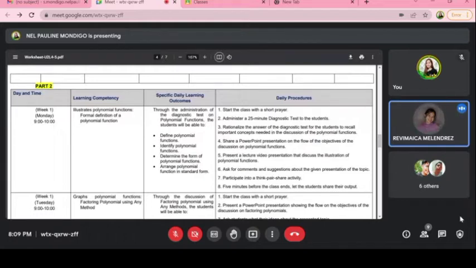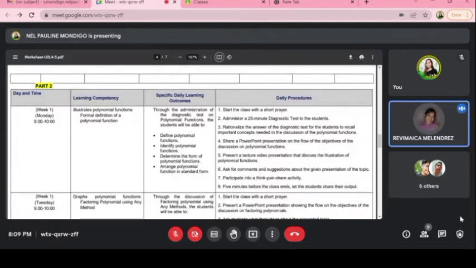The specific daily learning outcomes are, through the administration of the diagnostic test on polynomial functions, the students will be able to: first, define polynomial functions; second, identify polynomial functions; third, determine the form of polynomial functions; and the last one is arrange polynomial function in standard form.